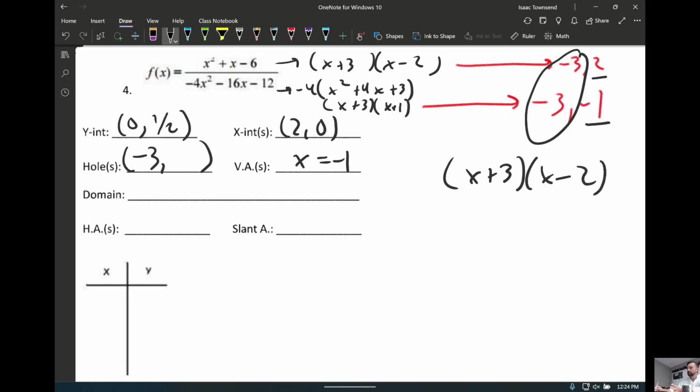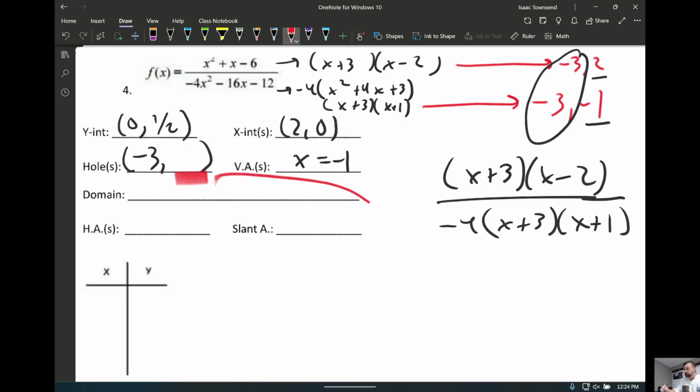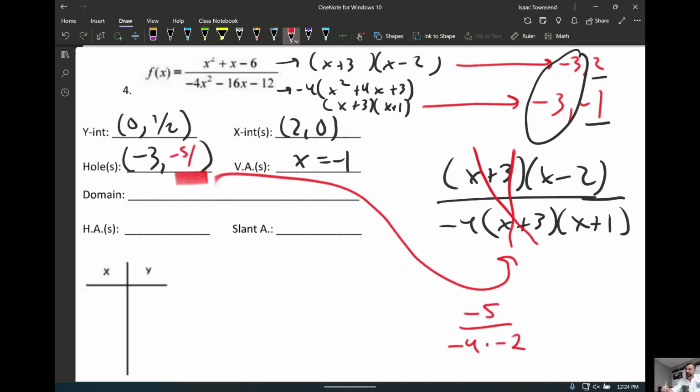Now the part in your notes that I encouraged you to elaborate on was the y value of the hole, so I'm going to rewrite this to make it a little easier to see. To find the y value of the hole, you need to plug in the x value of the hole, not into this. You're going to get 0 over 0. That doesn't help you figure out the value. You need to reduce your fraction and then plug it into what's left over. So negative 3 minus 2 over negative 4 times negative 2, which would be negative 5/8.